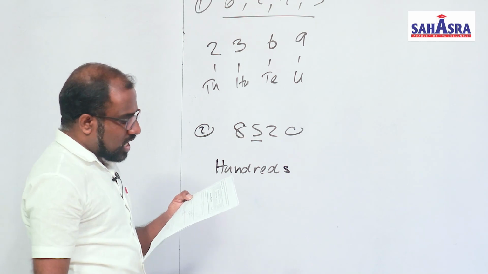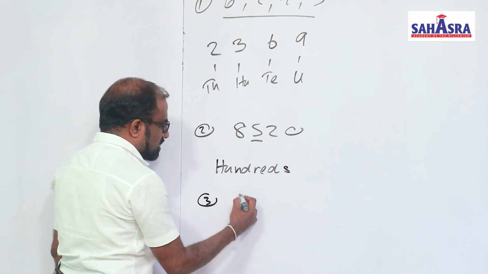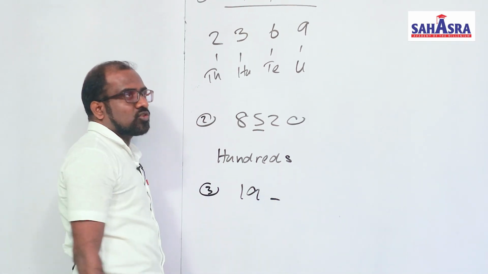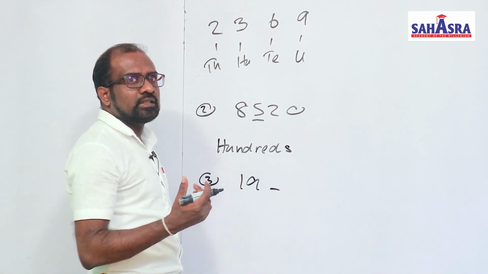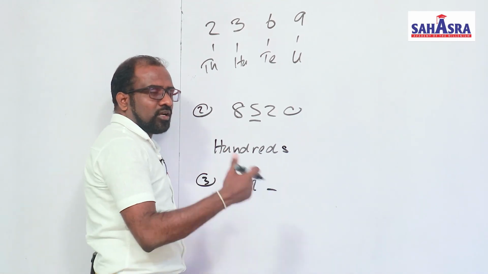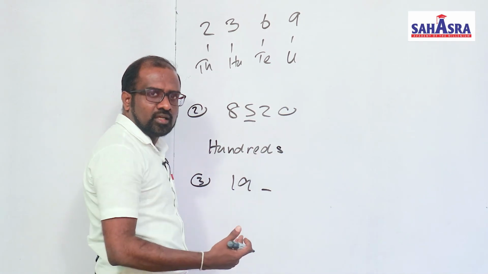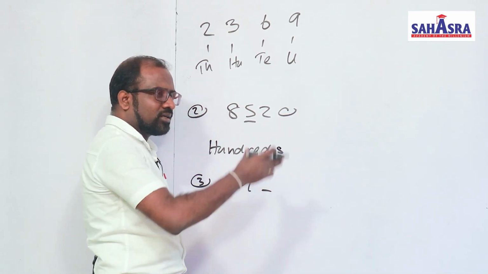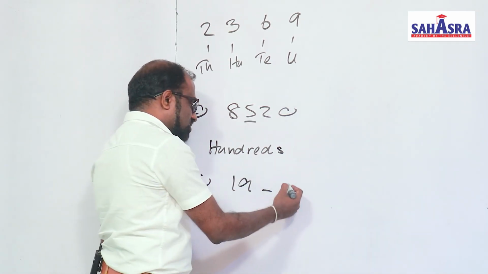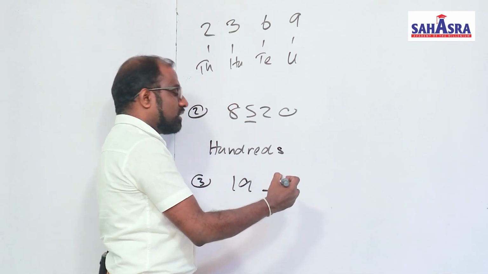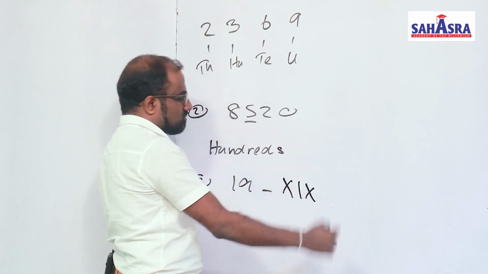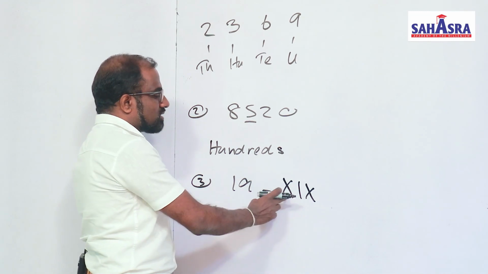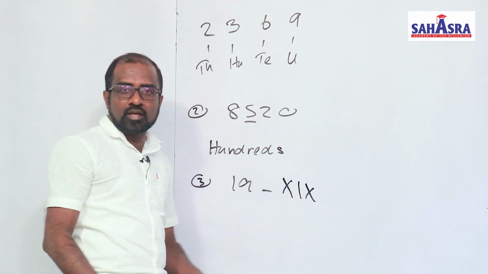Third question: you are asked to write 19 in Roman digits. So how do you get 19? 10 and 9. We know Roman numbers are added. 10 is written as X, 9 is written as IX. So 19 is written as XIX. That's how you write 19.